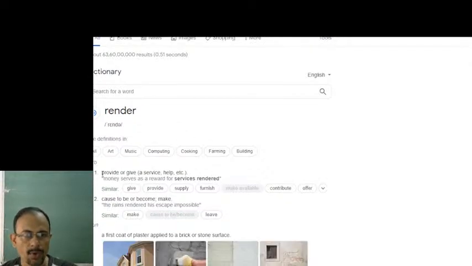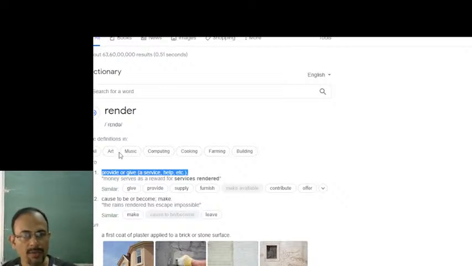See here, render means provide or give a service, help. Money serves as a reward for service rendered. So to provide a service or give help is called render. This is the main first meaning. The second meaning is cause to be or become or make. The rains rendered his escape impossible, so it made his escape impossible.